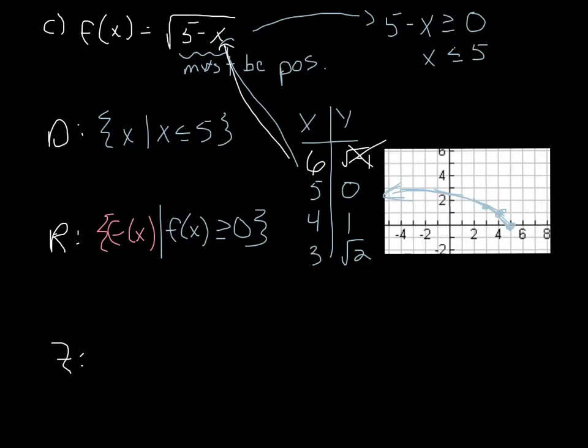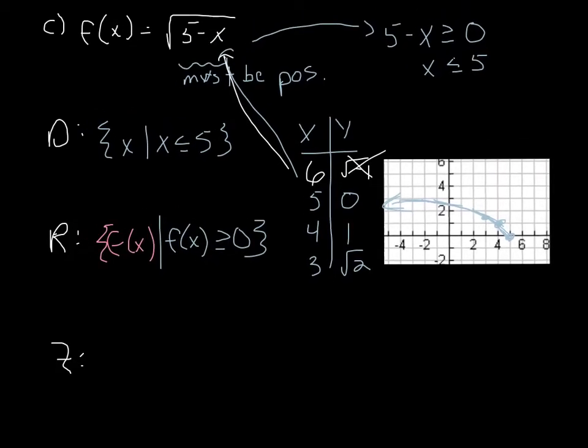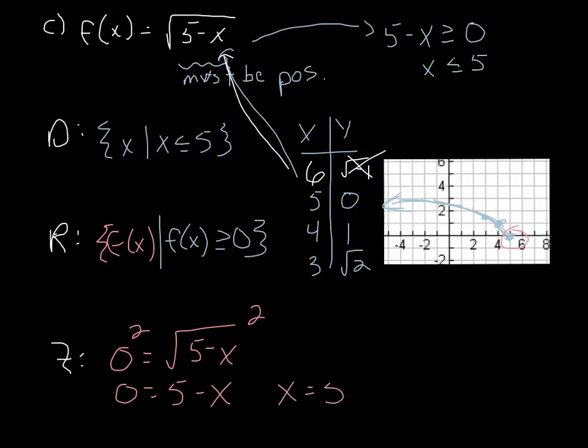Sweet. All right, and finally, let's find the zeros. You can probably tell this just from looking at the graph. Where does it cross the x-axis? It crosses at 5. But let's prove it. Take your function, set it to 0, and solve. Let's square both sides. So 0 is equal to 5 minus x. So x is equal to 5. There's the 0 that we said. Cha-ching. Wasn't that awesome? That's awesome.